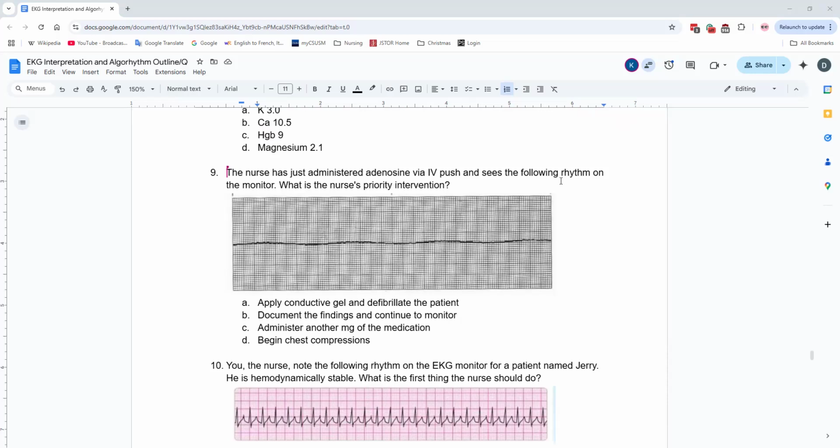All right, so number 9. The nurse has just administered adenosine via IV push and sees the following rhythm on the monitor. What is your priority intervention?